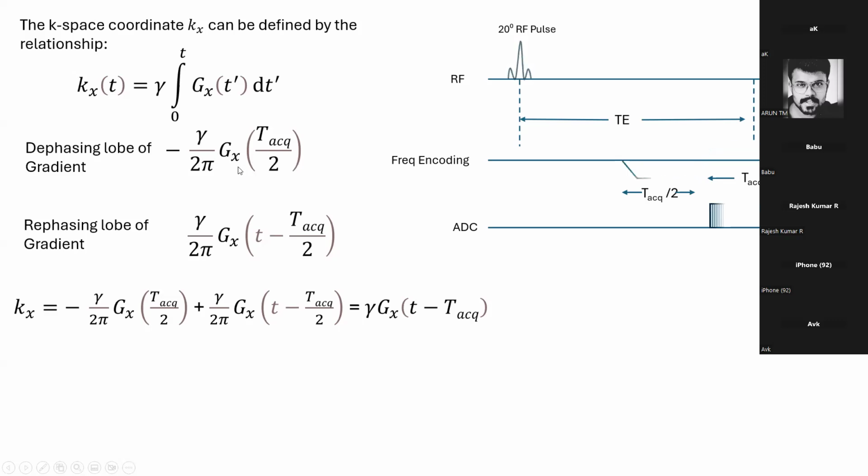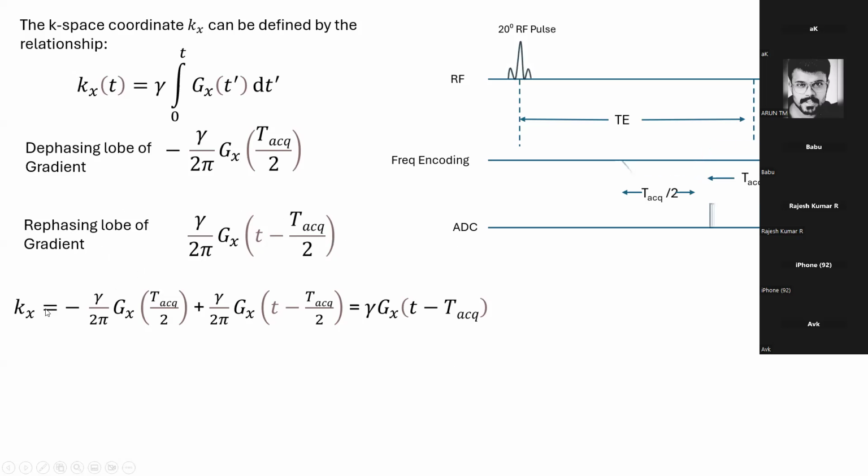I'm replacing the t with t acquisition by 2 because during the dephasing lobe application, this is our time. Next, after this moment, we apply the rephasing lobe of the gradient. For the second lobe, the gradient strength is Gx, and kx moves from the negative to the positive value. T is the total time, so we get t acquisition by 2 by subtracting it from the actual T. I replace the T with T minus t acquisition by 2, so we get the kx information of the rephasing lobe also.